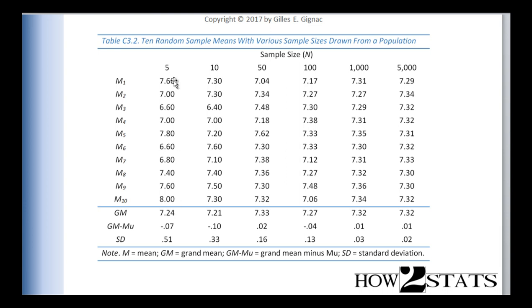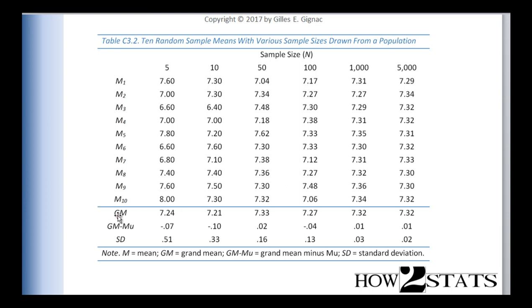And you can see that they're fairly variable around a population mean of 7.31. The lowest mean here is 6.6, and the largest mean looks like an 8. They're hovering around 7.31.